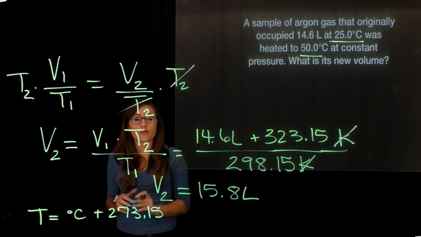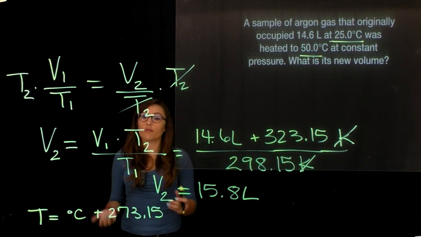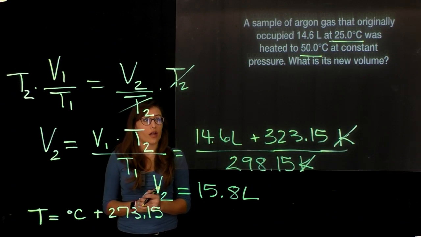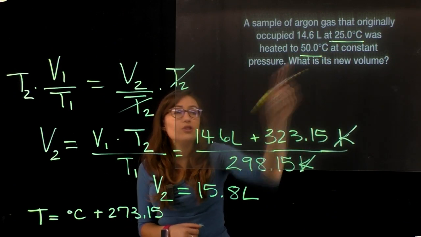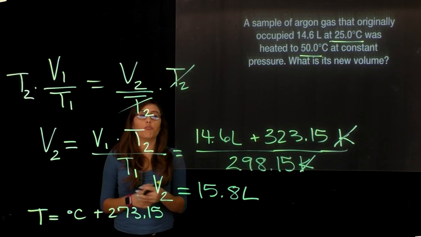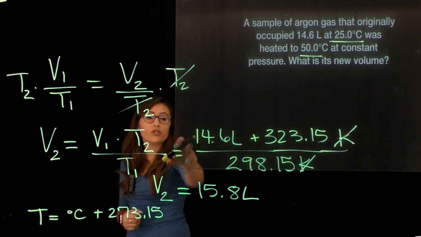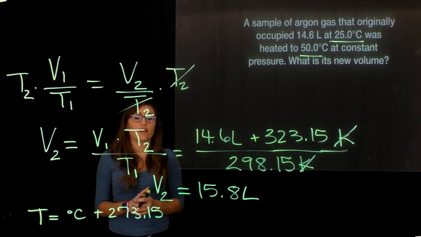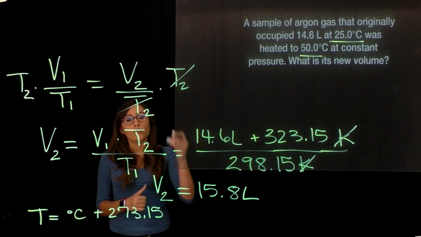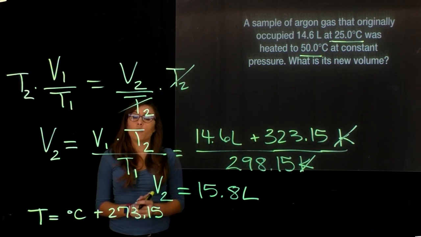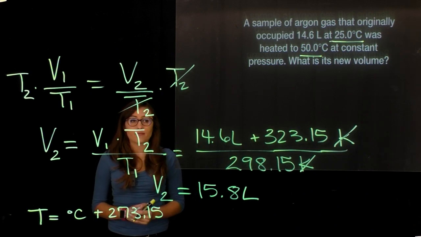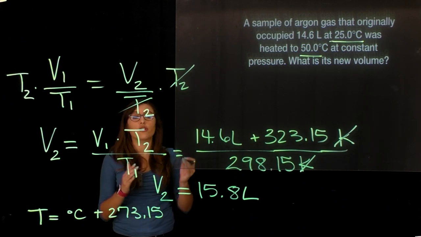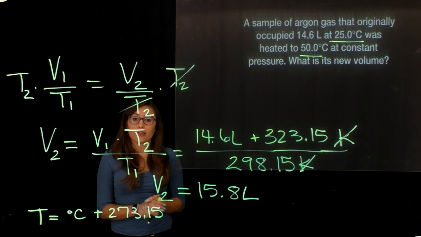Let's check our final answer to make sure it makes sense, given that volume and temperature are directly proportional to one another. We increased our temperature, so our final volume must be larger than our initial volume, which holds true. If our initial volume is 14.6 liters, our final volume is now 15.8 liters. This increase in volume was expected, and so our answer makes sense. Make sure when you do these types of problems, you're walking through and making sure your final answer makes sense to what it should be.